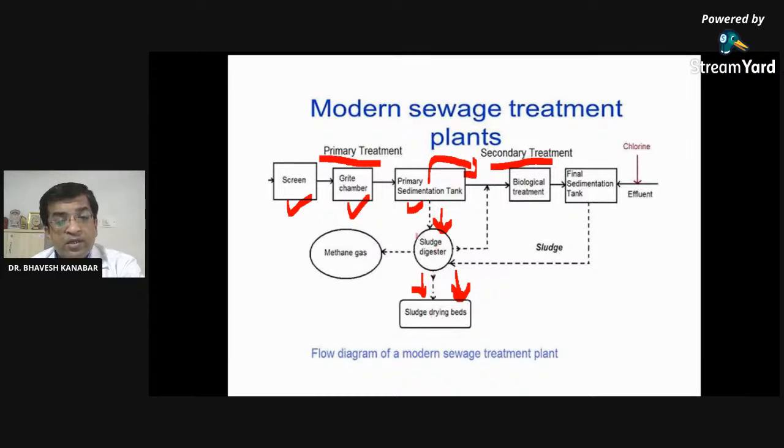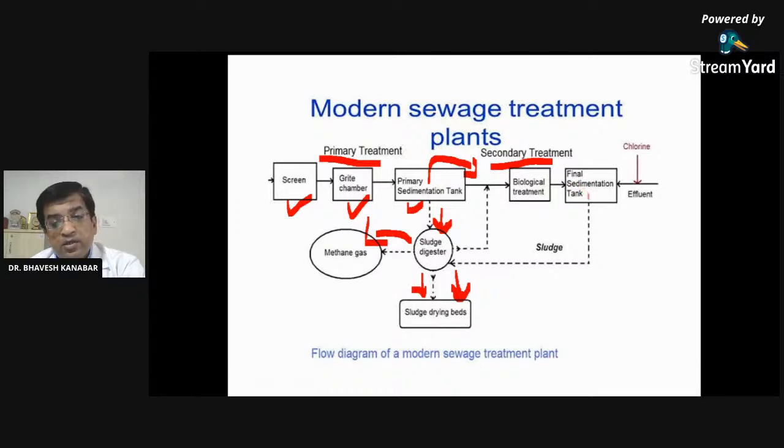One important thing is that in sludge digester, there is a derivation of methane gas. So this methane gas can be used as a source of energy also. Then after primary sedimentation, it is subjected to biological treatment. And there are two forms of biological treatment: trickling filter method and activated sludge process. So in modern sewage treatment plant, activated sludge process is used, which is using the fans. And after that biological treatment, final sedimentation for again 6 to 8 hours.